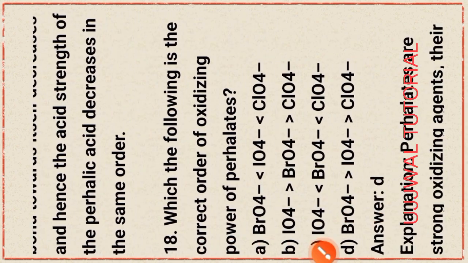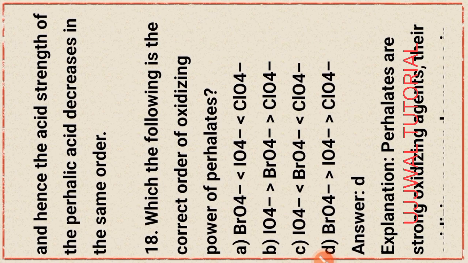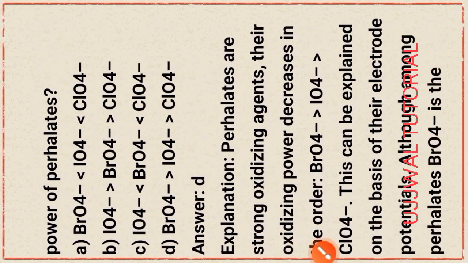Next question, question number 18. Which of the following is the correct order of oxidizing power of perhalates? That is option D, that is BrO4 minus greater than IO4 minus greater than ClO4 minus. That is the negative charge, anion form.